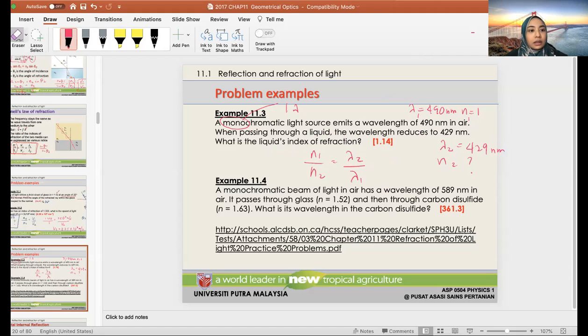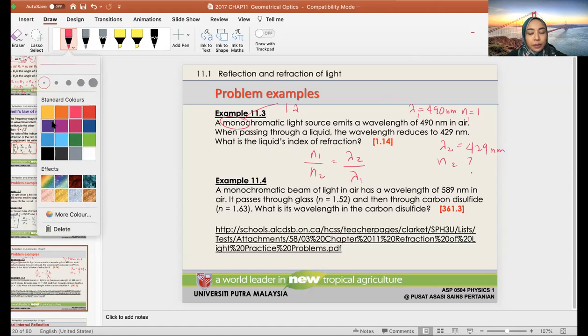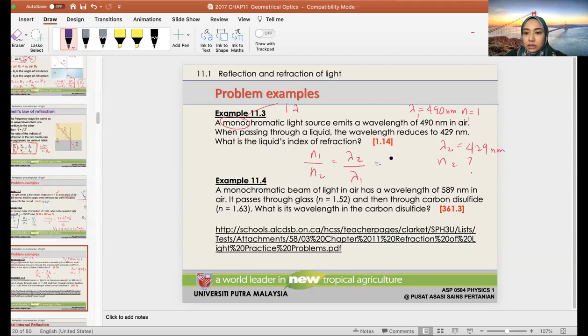Let's use purple. So N1 is 1. I don't know what N2 is. N1 over N2 equals lambda 2 over lambda 1, which is 4 to 9 nanometer over lambda 1 for 90 nanometer.